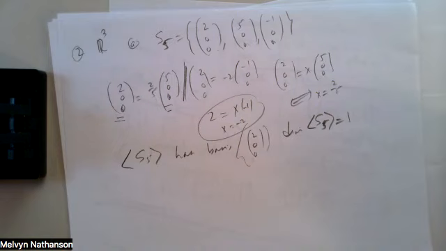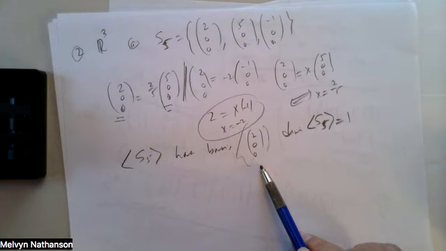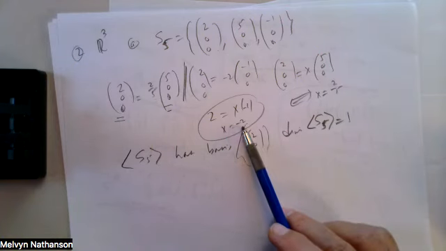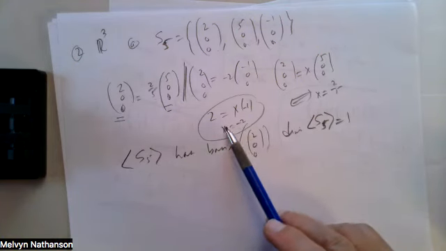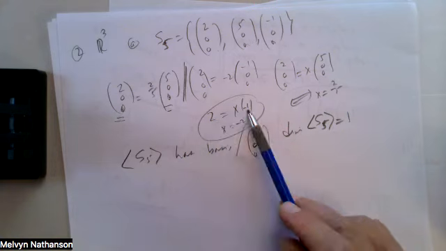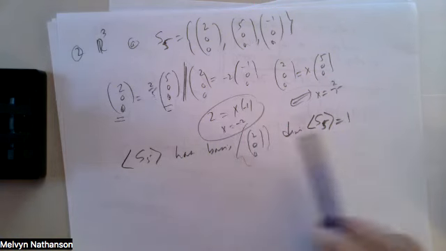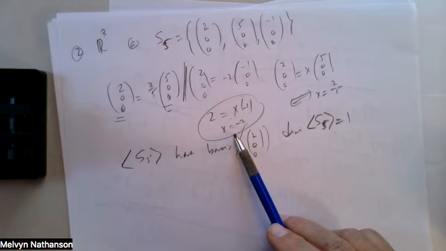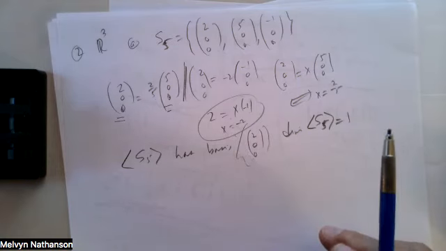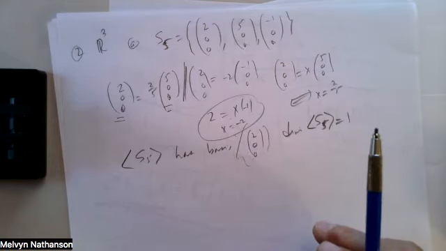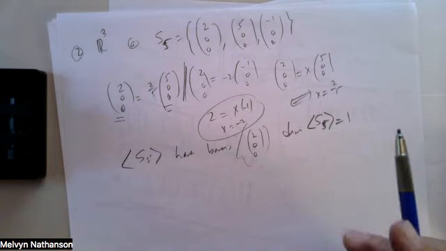I have a question. Go ahead. The answer that you circled, how did you get that? This. Yes. 2 equals x times -1. What does x have to be? Oh, okay, I see that. Right. Okay.